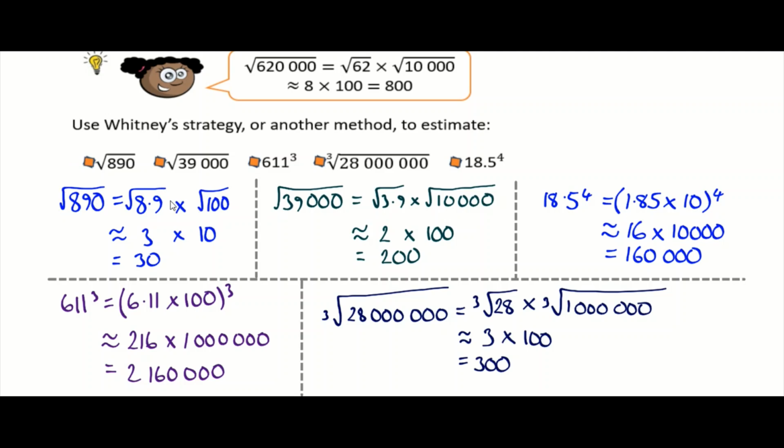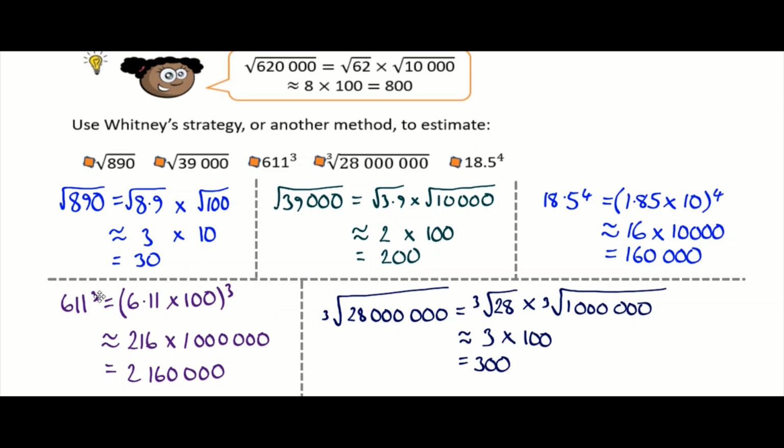So probably the most obvious was to take 890 as 8.9 times 100, and then 8.9 is roughly 9, and we know the square root of 9 is 3. The square root of 100 is 10, so the answer would be roughly 30. Same sort of approach for each of them.